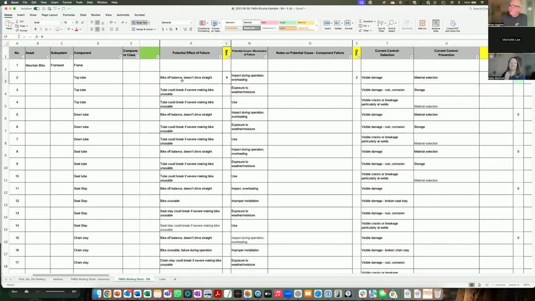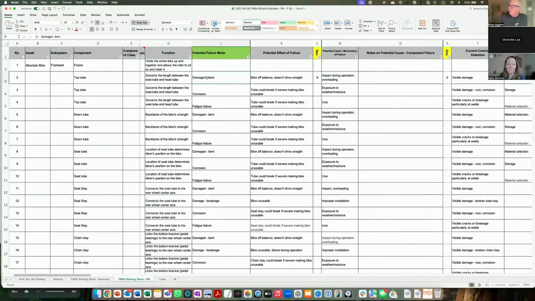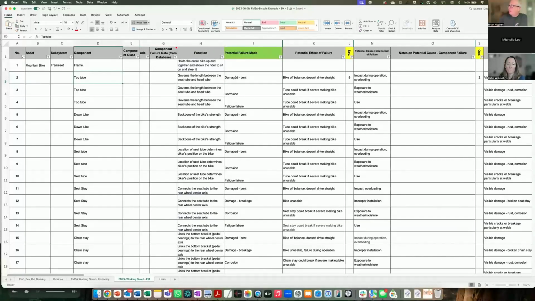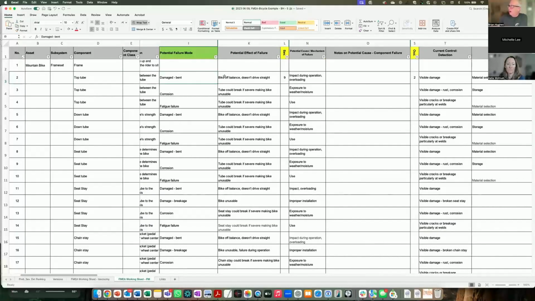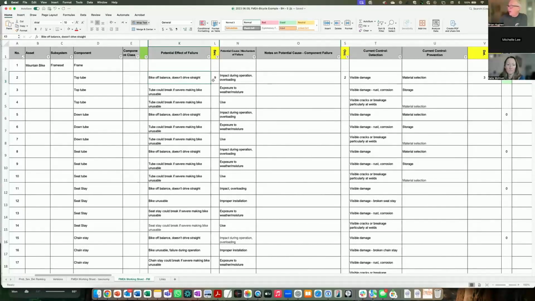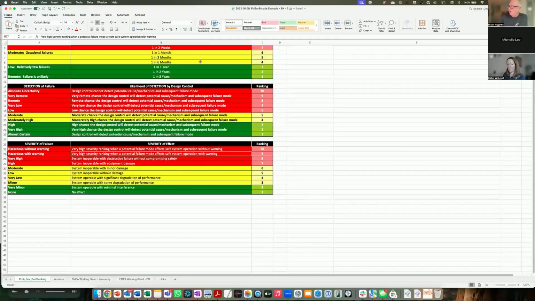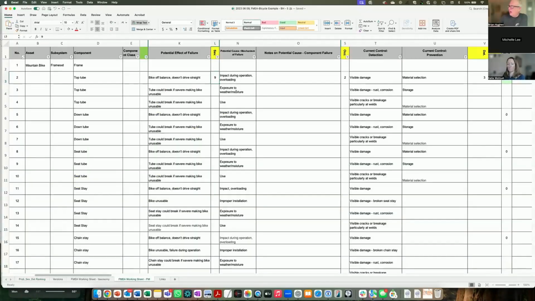Right now, yeah. So look, if this top tube is bent, that will cause the bike to be off balance. It'll cause it not to drive straight, and could potentially compromise safety. The severity of that, I've listed as a 9. And severity is something we can determine. Well, we need to define what our scale is, and that's out of scope for our subject matter today, right? But so I define the severity, okay?